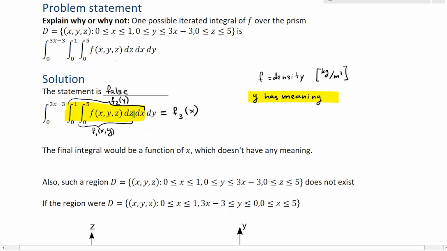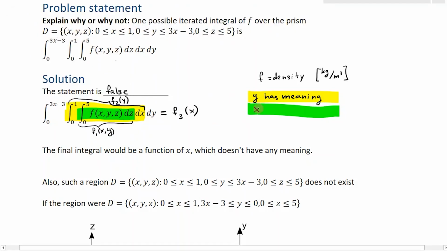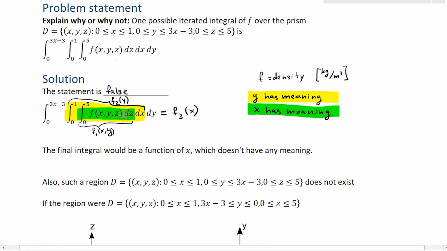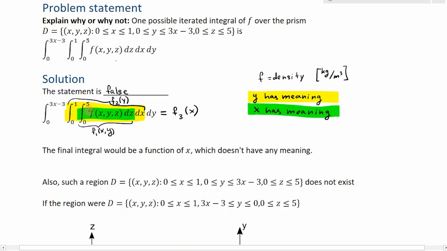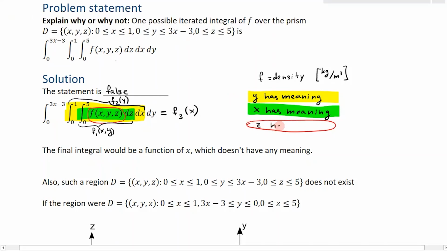Then once you move further into the integral, here, x starts to have meaning. So here, x has a meaning. And then inside this innermost integral, finally, all three variables have meaning. And I can't highlight it. Okay, how should I deal with this? I'll just circle it. So when you're inside of this, then all three variables have meaning. So z has a meaning.